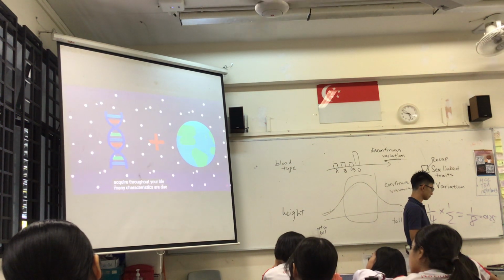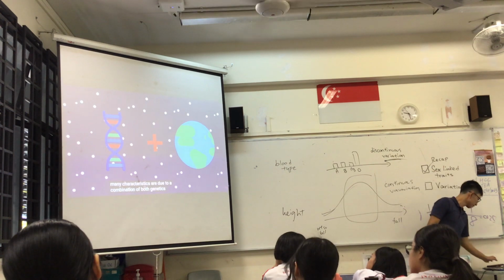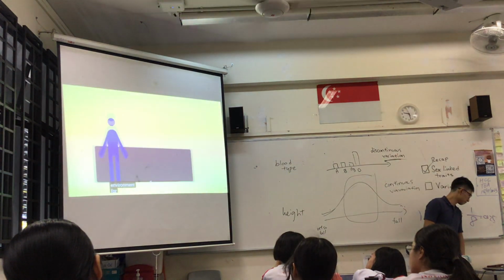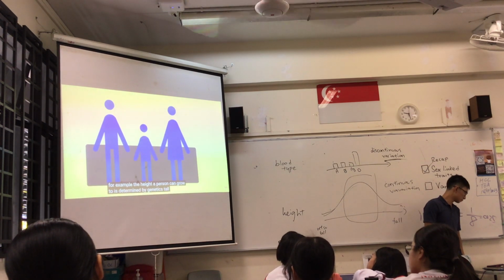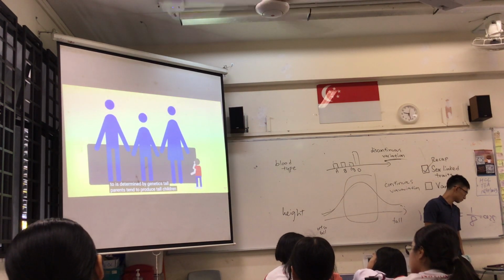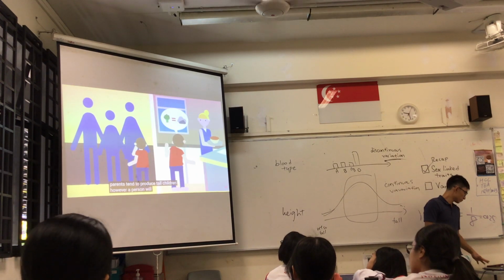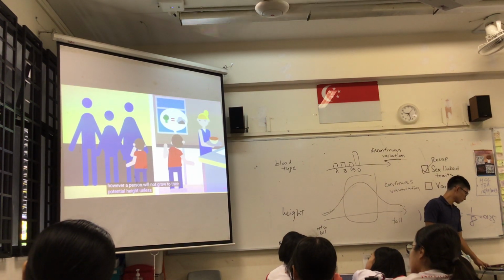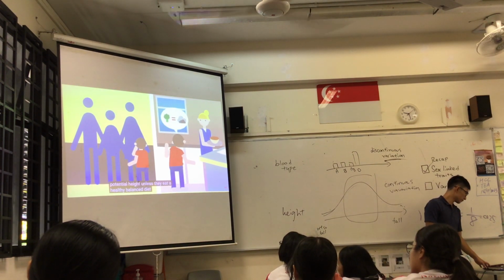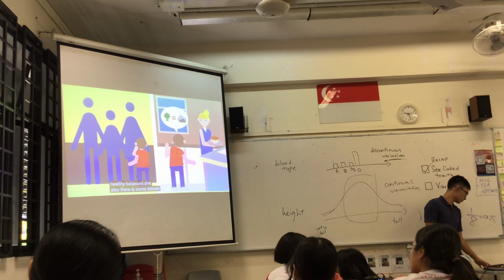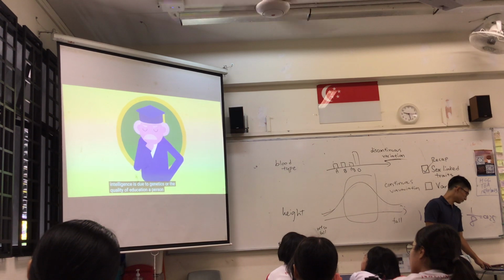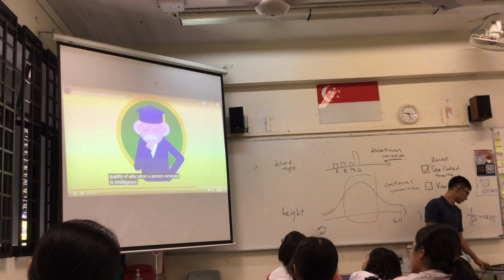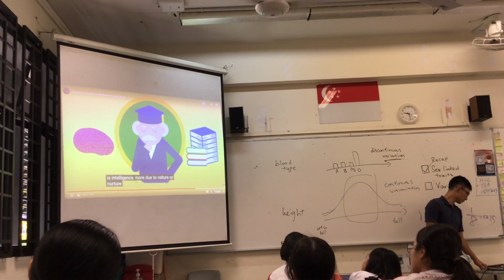Many characteristics are due to a combination of both genetics and the environment. For example, the height a person can grow to is determined by genetics. Tall parents tend to produce tall children. However, a person will not grow to their potential height unless they eat a healthy, balanced diet. Also, there is some debate on how much intelligence is due to genetics or the quality of education a person receives. Is intelligence more due to nature or nurture?